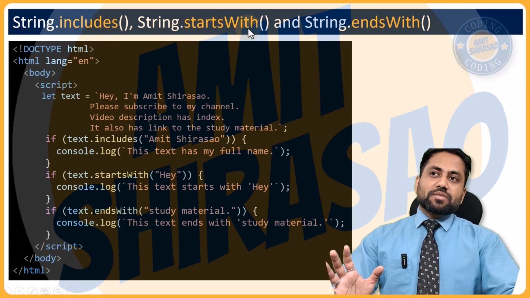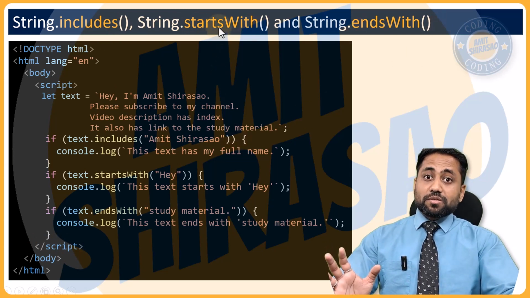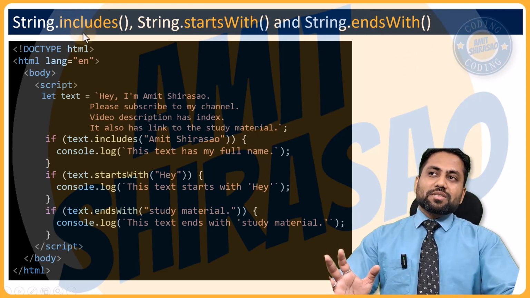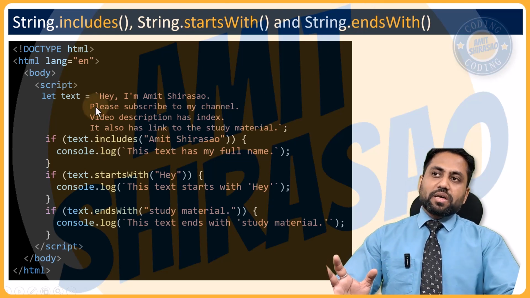Includes, startsWith, and endsWith. Yeah, grammar is absolutely correct. It does not start with, it is startsWith. Okay. So basically what it is saying is, does this string include, does this string start with, does this string end with a certain thing? Okay.